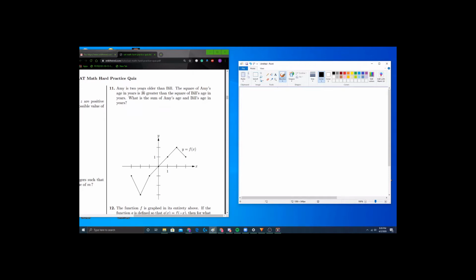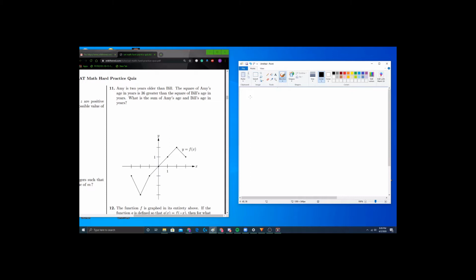Amy is 2 years older than Bill. The square of Amy's age in years is 36 greater than the square of Bill's age in years. What is the sum of Amy's age and Bill's age in years? So we are given a mathematical expression in words. Let's convert these words to a mathematical expression.